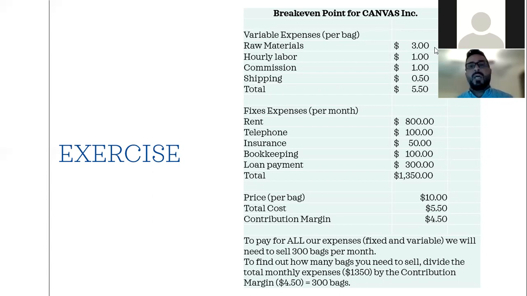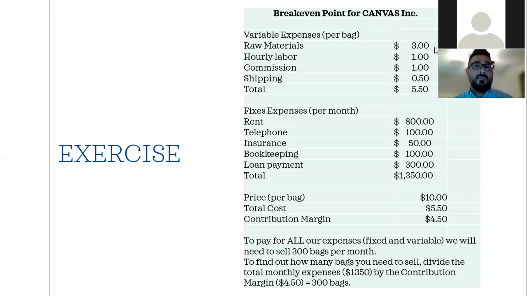And then we knew that we also had certain fixed expenses that were indirect costs to the business, like rent, telephone, insurance, a loan that we had to pay, and some bookkeeping fees. We knew what the fixed expenses were right away, but we had to do a little bit of calculation to figure out the cost of variable expenses. And when we did that, we were able to see that for variable expenses, we needed $5.50 per bag, right? And that $5.50 is the total cost.